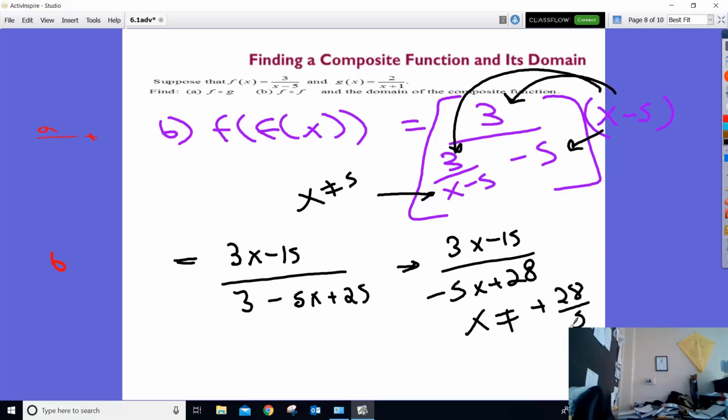Boy, it's going to be one of those two answers. Huh? All right, so somebody give me the domain as an interval.